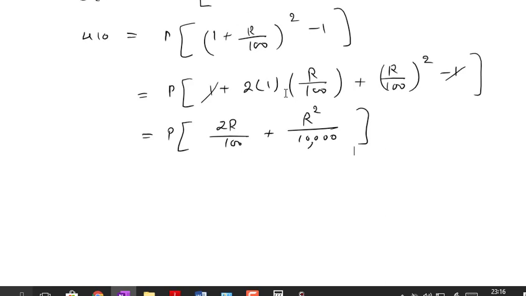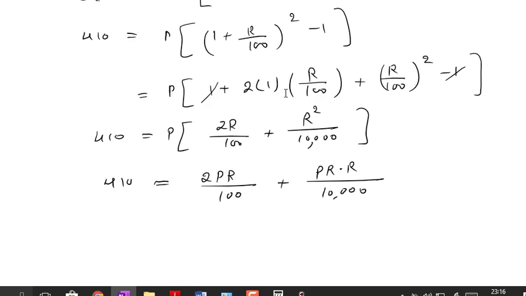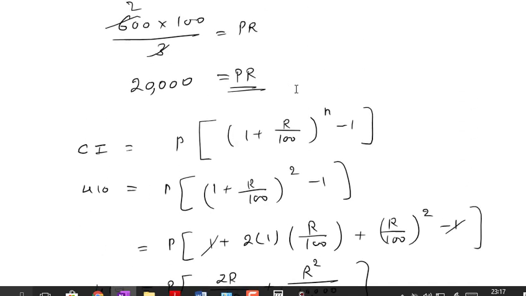And on the left hand side we have 410 equal to, I will open this bracket. So it is 2PR upon 100 plus PR square, so PR square means PR into R divided by 10,000. Now why am I writing this PR square as PR into R? Because I know the value of PR. Now here, if you see, the value of PR is 20,000. So I can say that this is equation 1.